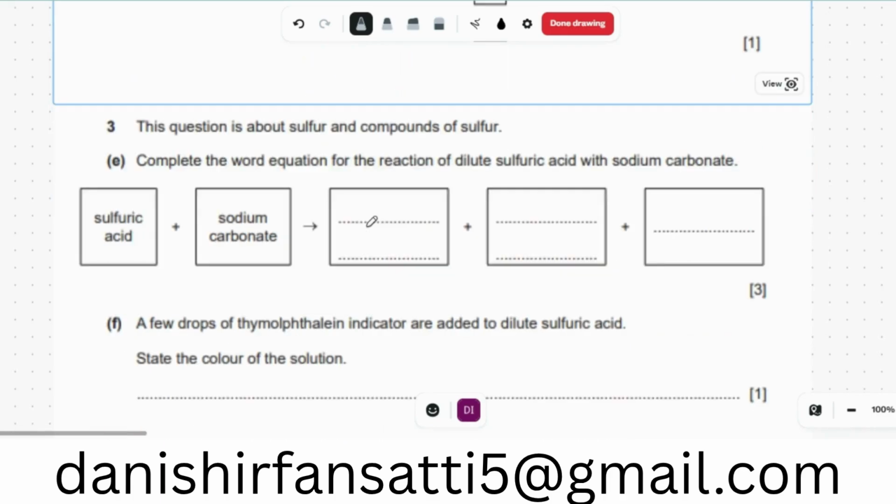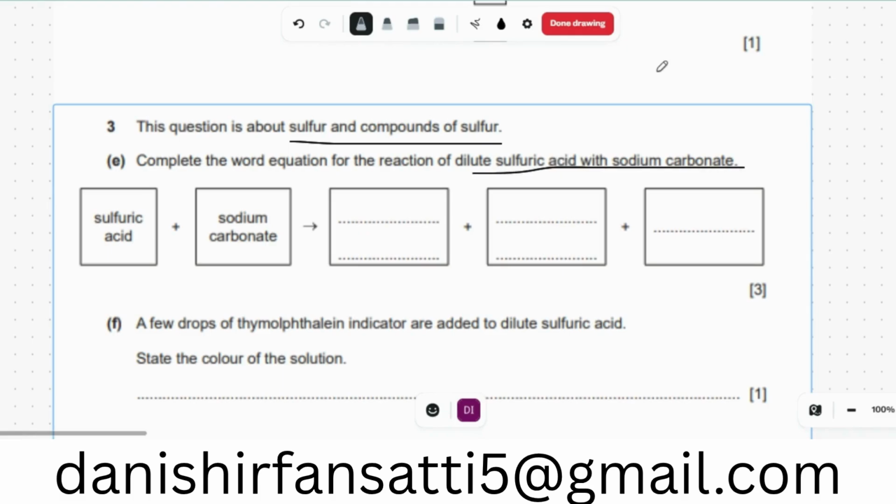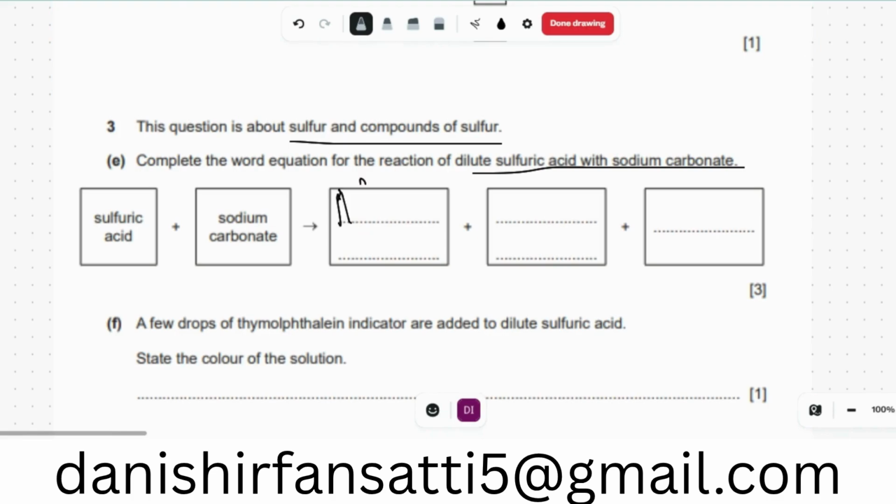Now question number three. The question is about sulfur and compounds of sulfur. Complete the word equation for the reaction between dilute sulfuric acid and sodium carbonate. First thing we will get is salt. The salt would be Na2SO4, that is called sodium sulfate, and we have carbon dioxide plus H2O.